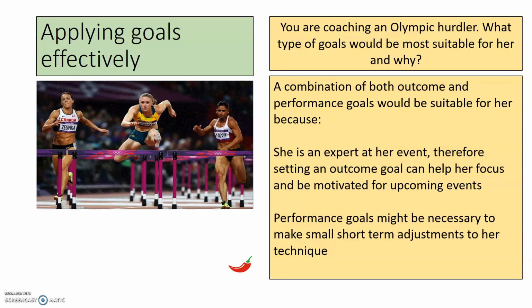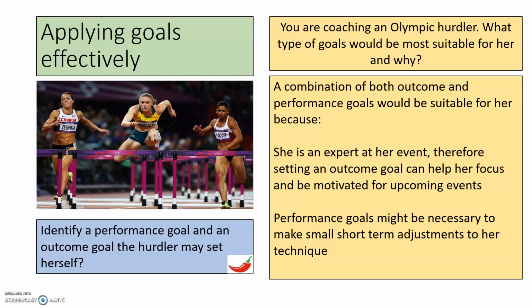Okay, but ultimately we might want to also set her at times some performance goals within her training, because there may be small adjustments, might be short-term goals that we need to set her to help her with refining, changing her technique slightly so that she has the edge over her competitors. Again, differentiation task, you might want to pause the video here again, but can we now try and apply these goals? So can you give examples of a performance goal for this athlete and an outcome goal?